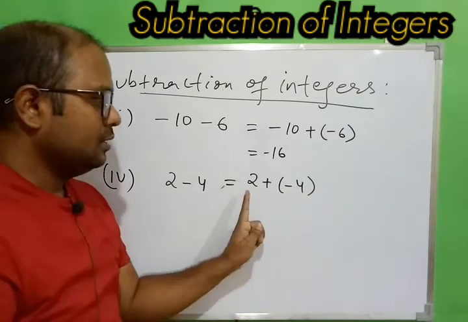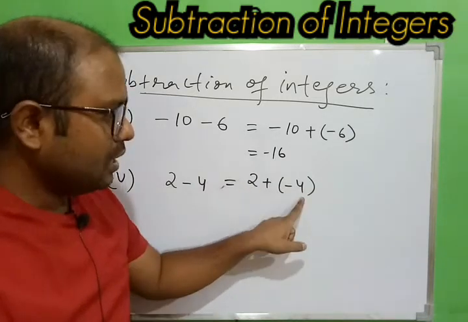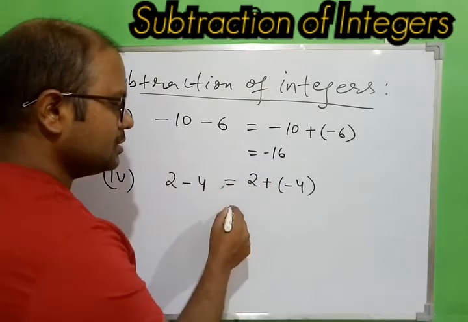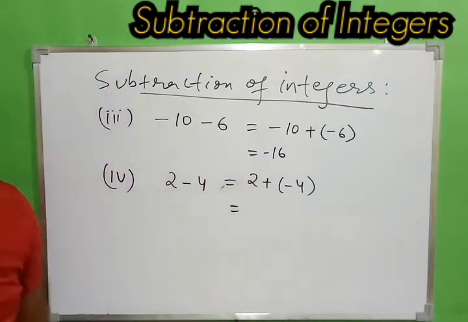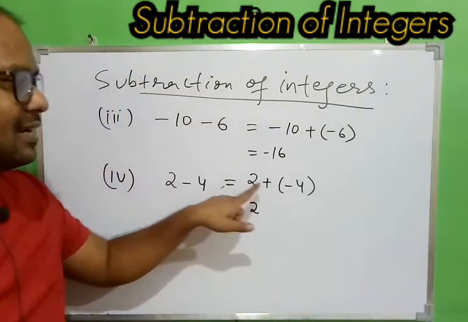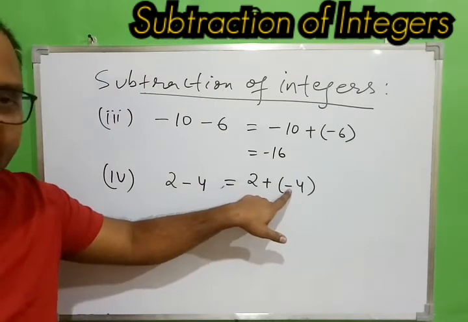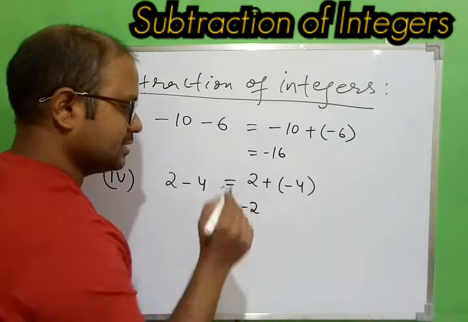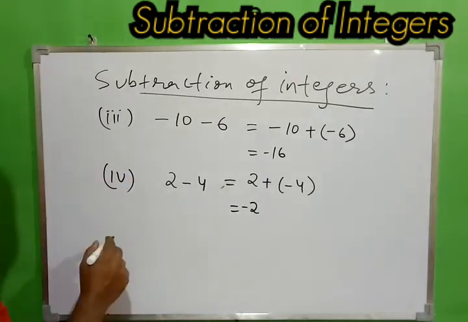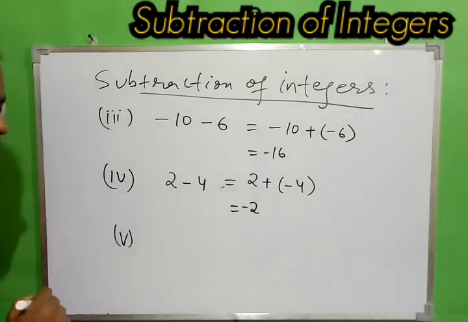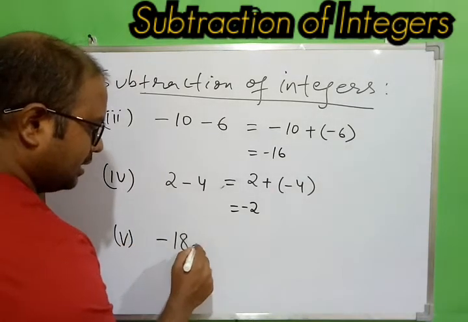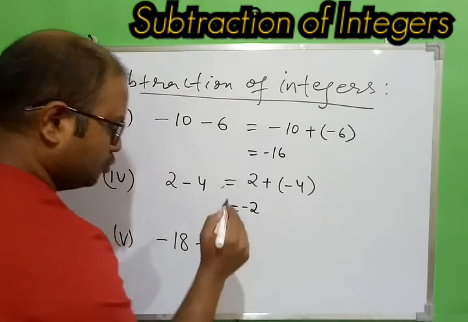Now we know this is nothing but one positive integer, one negative integer, and once we are adding positive and negative we basically do the subtraction only. 2 minus 4, that is 4 minus 2, that is 2, and now 4 is greater than 2, and in front of 4 we have minus sign, so answer should be in minus. So I hope you are able to get this. Let's take more example. Number 5. Okay, that is minus 18 plus 2.